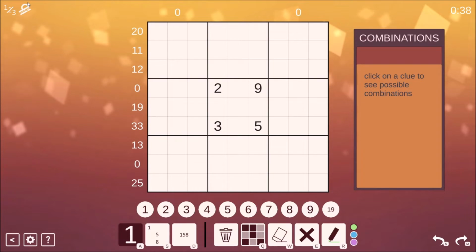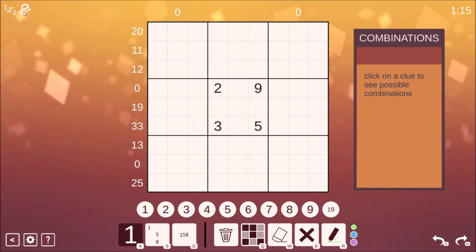Now, how this non-consecutive rule works is that if we have, let's say, this 9 here, and we want to place an 8 in this box, we cannot place an 8 next to the 9 because it's consecutive with 9. Similarly, with this 5, we can't place a 4 around the 5, and we also can't place a 6 around the 5.